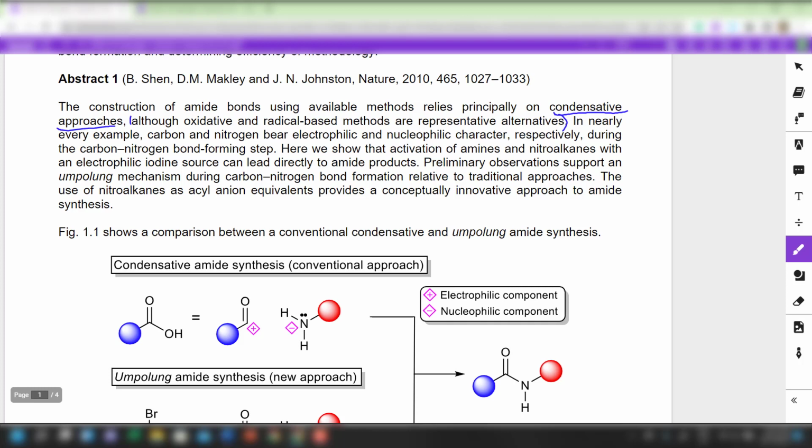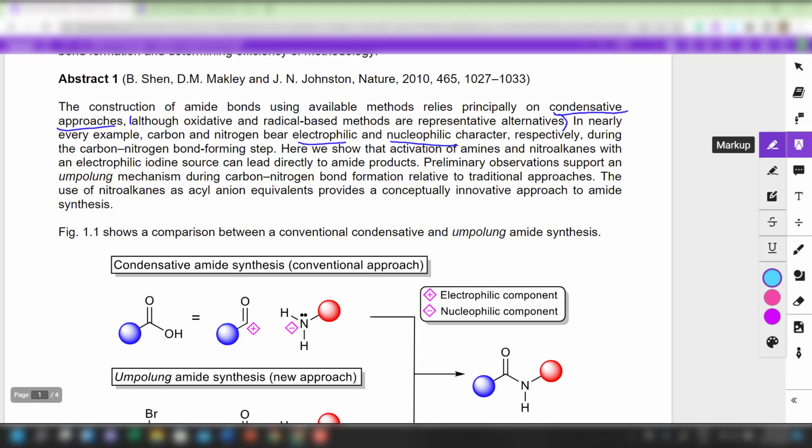Okay, it is again just a context given to you, so you don't need to be too worried about it. Then you were told that in nearly every example, the carbon and nitrogen bear the electrophilic and nucleophilic character. That means that in most of these amide bond formations, the carbon is usually the electron deficient site, and the nitrogen is the electron rich site. One example which you are very familiar with is the reaction between acyl chloride and a primary amine to give you the amides. In the acyl chloride, the carbonyl carbon is electron deficient, and the primary amine's nitrogen centre with the lone pair of electrons is nucleophilic. So that's what they're trying to describe over here.